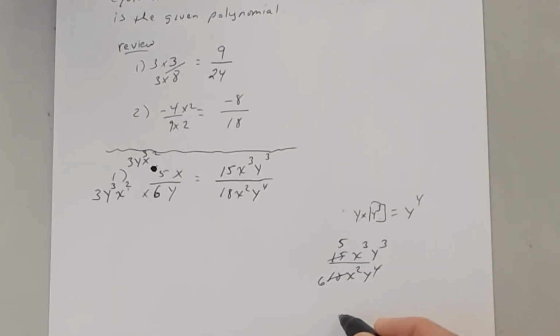So in the numerator, I have how many factors? I have 3 of them. In the denominator, I have how many? 2.